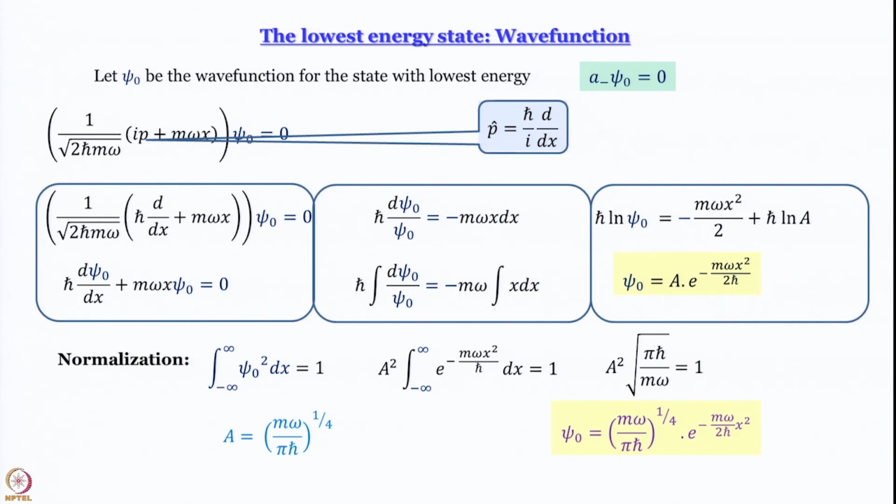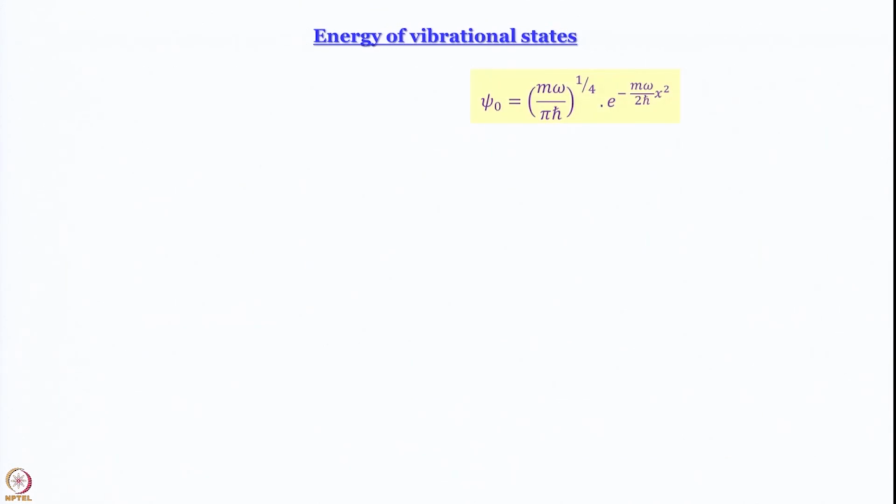What is the next step? The next step is to find the energy. Okay. Since you know the wave function, what we will do is we will take that wave function and we will make the Hamiltonian operate on it.